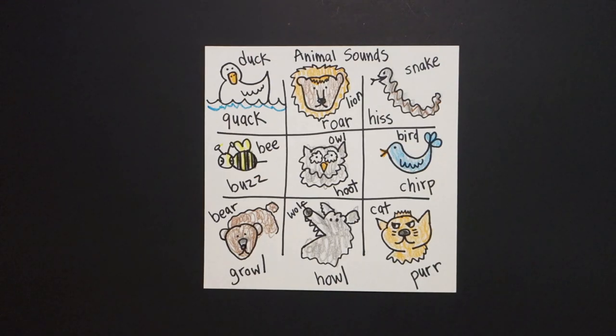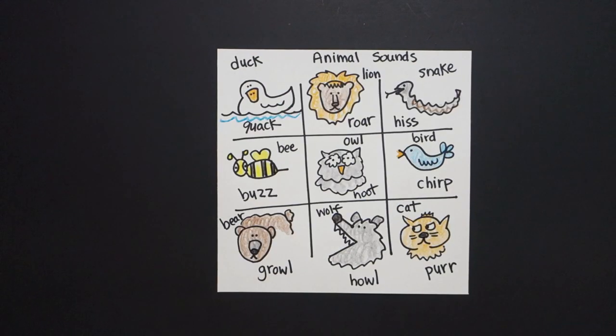Okay, let's see what this looks like all colored in. Okay, here are my animal sounds all colored in. I would bet you could figure out 9 more on your own.